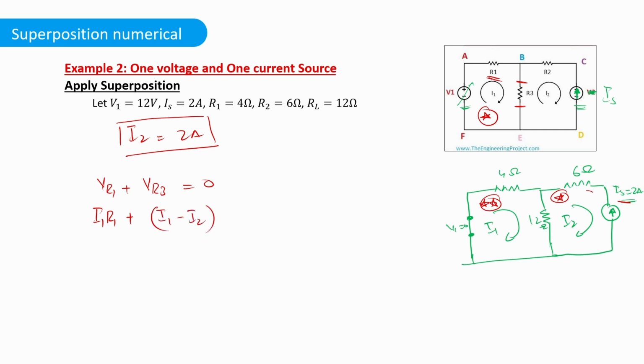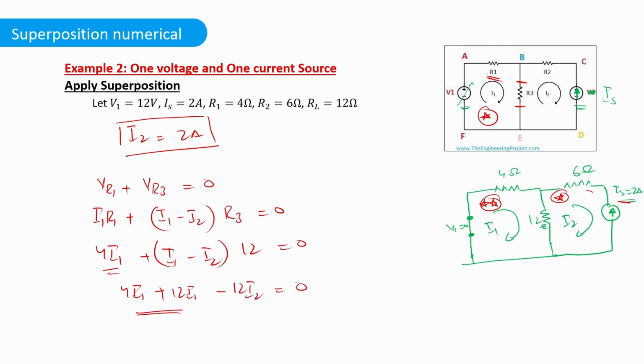I1 minus I2 times R3 equal to 0. So the value of R1 is 4, so this becomes 4I1 plus (I1 minus I2) times R3. R3 is 12, right? This becomes 4I1 plus 12I1 minus 12I2 equal to 0. So this becomes 16I1 minus 12I2 equal to 0.